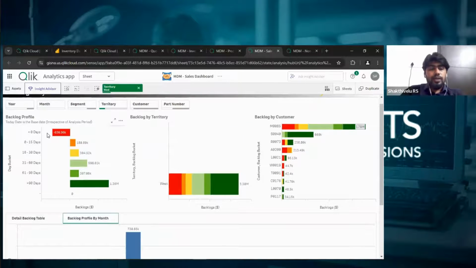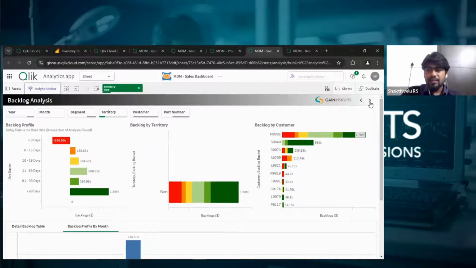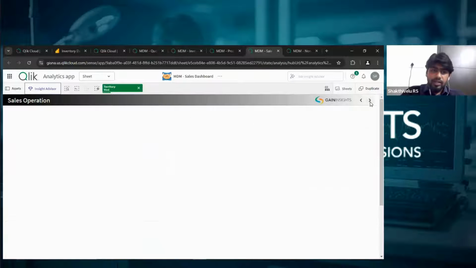Over here, those backlogs have been separated day wise, territory wise, and customer wise. Here, I might notice some of my valuable customers in this backlog chart. This might again disrupt my relations with them, right? In order to understand why there are so many backlogs, is my sales operation not performing well? Are we lagging somewhere? Let us have a look at that also.